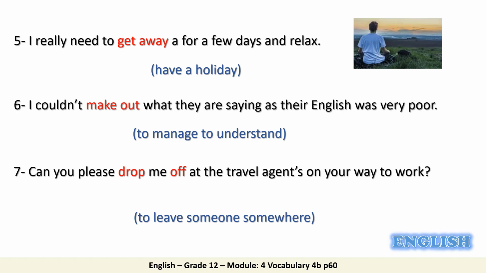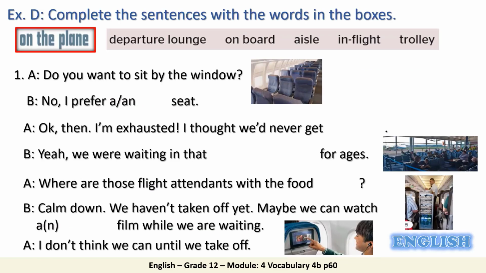Done? Okay, let's continue. As for exercise D, you are given words and phrases. They have to do with airports and the plane. The first one is departure lounge, on board, aisle, this is called aisle, not aisle, in flight, and trolley. Please complete the sentences with these words. So pause, take your time, and then follow. Okay, let's study this conversation.